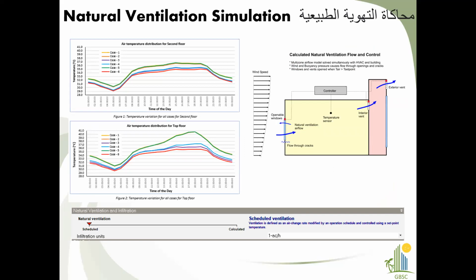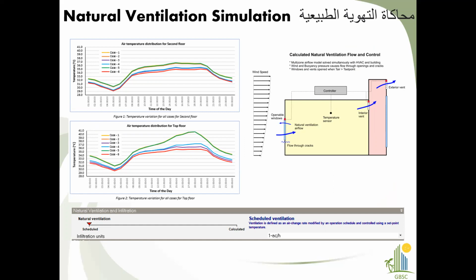For natural ventilation, we can model it. Within DesignBuilder, we have two modules: one is the scheduled ventilation, and one is the calculated natural ventilation. Within the scheduled ventilation, we can define at which point the windows will open, and what ACH, air changes per hour, we can predefine those things. Or we can use the more detailed and more accurate method of calculated natural ventilation, wherein it takes into account the wind speed, the buoyancy, and the pressure difference outside and inside. And then we can even define controllers for temperature and humidity.